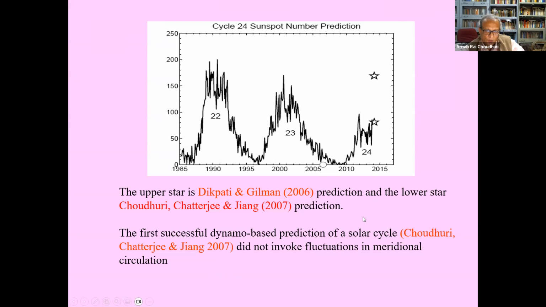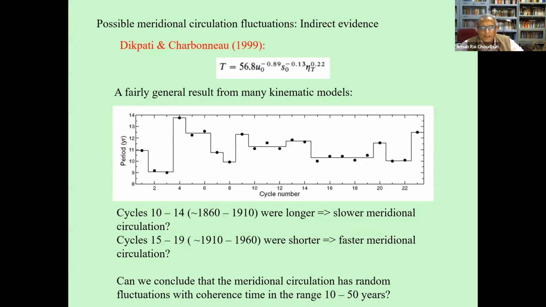When this work was done, we did not consider any fluctuations in the meridional circulation. But are there fluctuations in the meridional circulation? We have proper direct data for meridional circulation for not more than 20 years or so. So we have to look for indirect evidence for fluctuations in it. And in this flux transport dynamo model, it is found that it's the meridional circulation which sets the dynamo period.